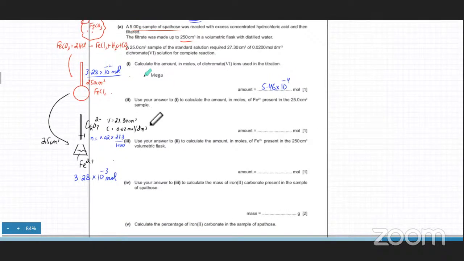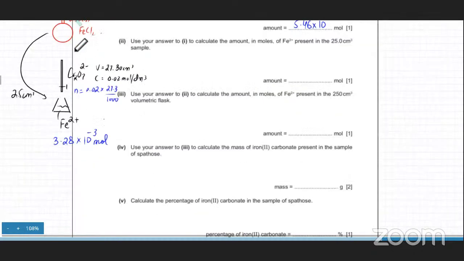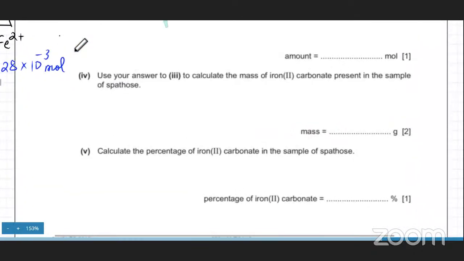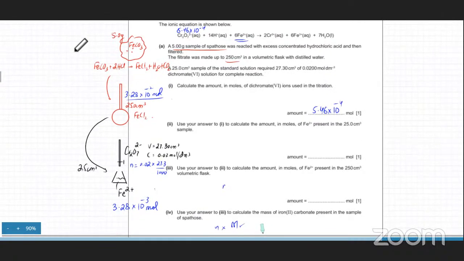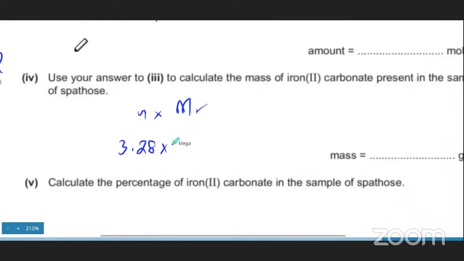And then you're being asked to find the moles of iron carbonate. All these moles are coming from iron carbonate. So we have the moles of iron carbonate over here. So use your answer to calculate the mass of iron carbonate. So it's moles multiplied by Mr. So we already have the moles, what were the moles in the 250 cm cube? That's 3.28 into 10 to the power minus 2. And you're going to multiply it by the Mr of iron 2 carbonate.